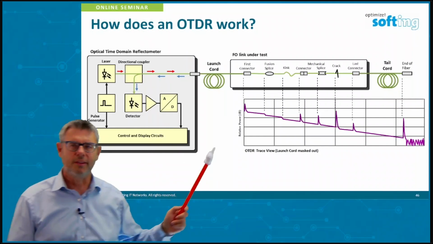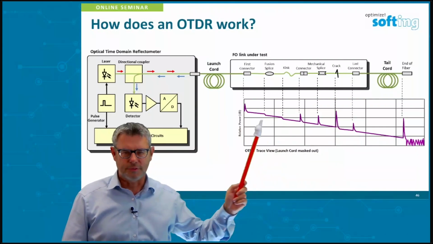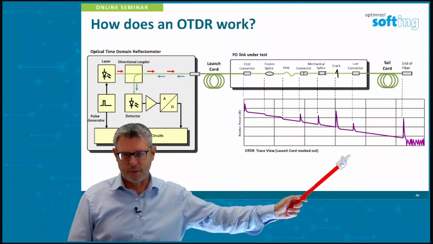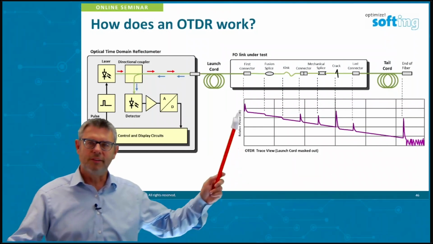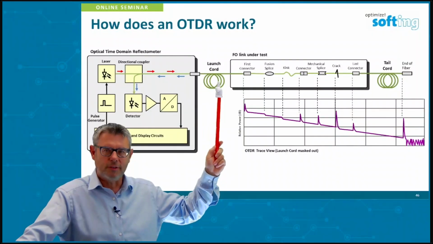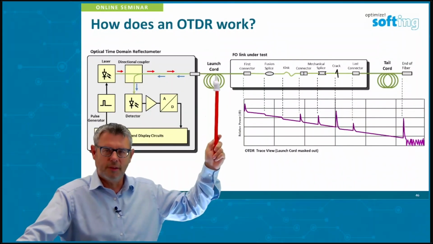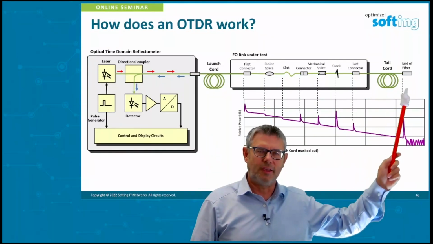And what you finally get is this type of waveform of the link, or the trace of the fiber optic cable. What you see here, what is important, is that the unit under test, the cable under test, is not directly connected to the OTDR. It's connected to a launch cord. And at the end of this unit under test, you see a tail cord.